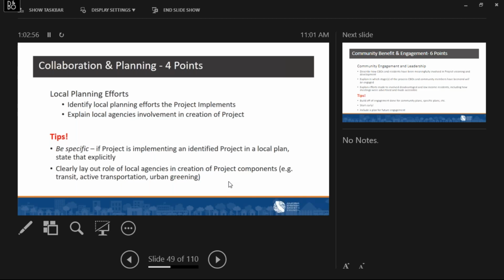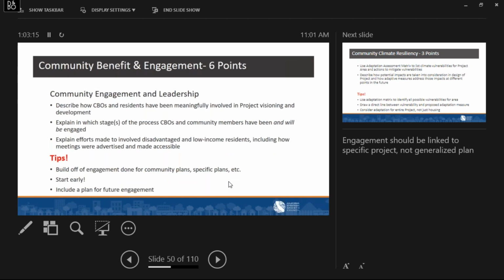So specificity in calling out the specific aspects of the project in a local plan rather than a general plan is important in this category. Also clearly laying out those roles of what each of those local agencies did in bringing that project's vision together. Those are two important notes for this category.